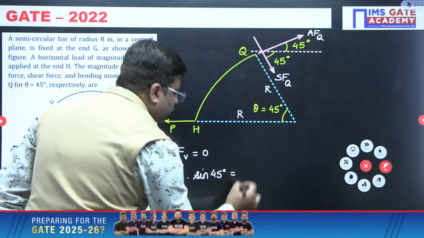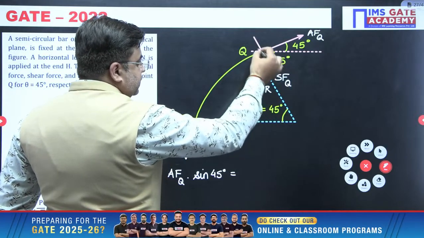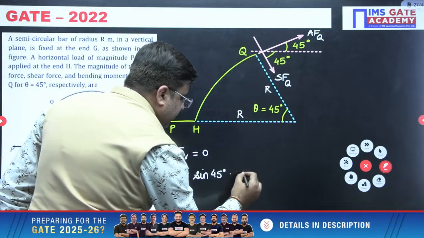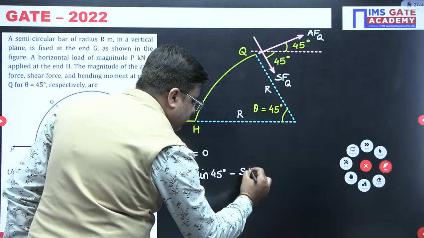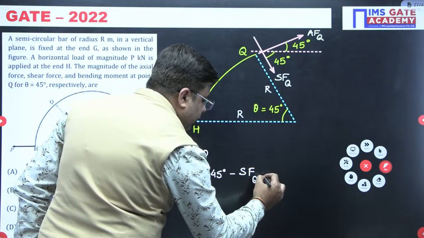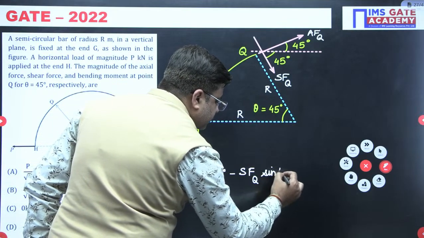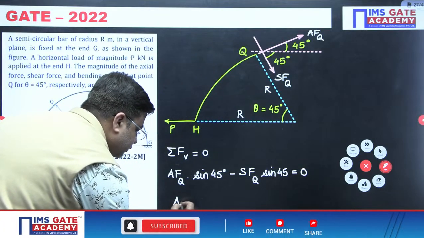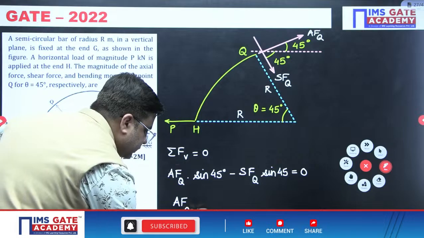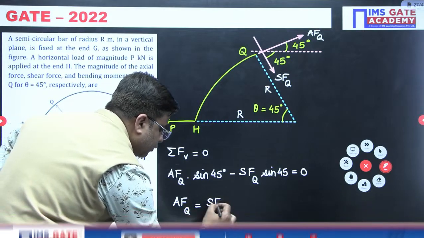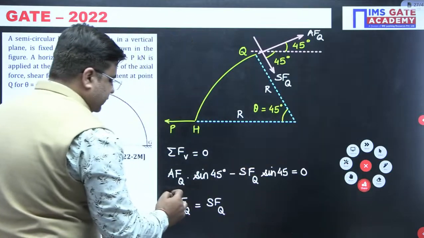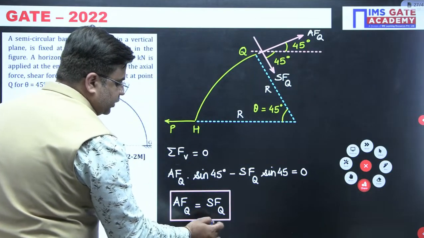Axial force at Q into sine 45 degrees is equal to minus shear force at Q into sine 45 degrees, with a minus sign because it is acting downward. So from here, axial force at Q is equal to shear force at Q. So from the first equation, we got this relation that axial force and shear force both are the same.